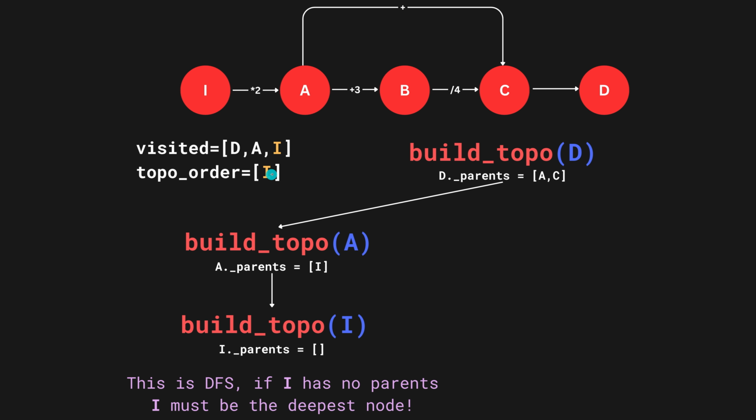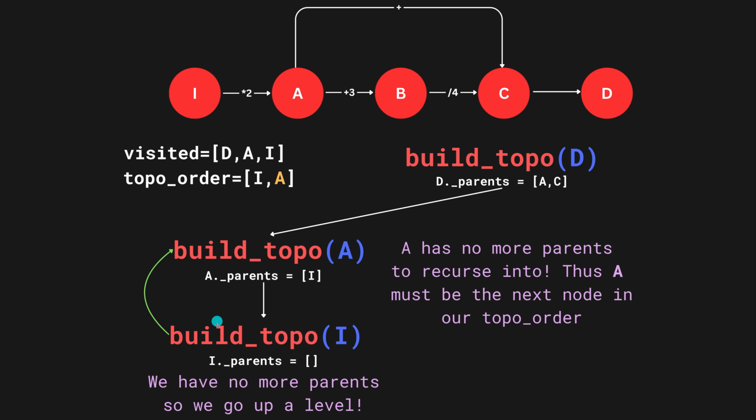This must be the starting point of our topological sort. I must be the starting point because it's the deepest place. So the starting point for the topological sort will be I. And because we've completed this, this exhausts this recursion, and now we can jump back up a level. Because A has no more parents to recurse into, since A's only parent was I, there's nothing else. Thus A must be the next part of our topological order. So we can add A on there. We had I, and we've now added A.